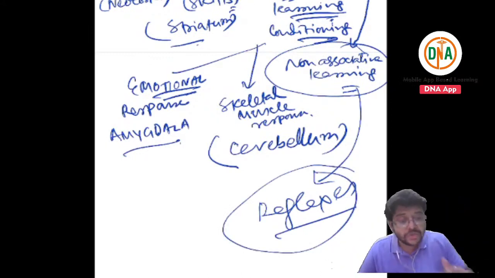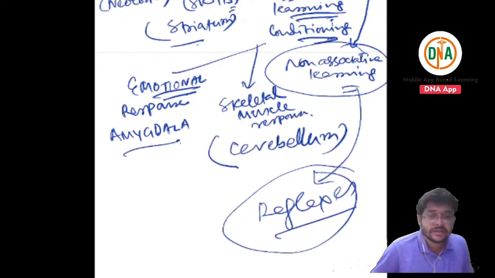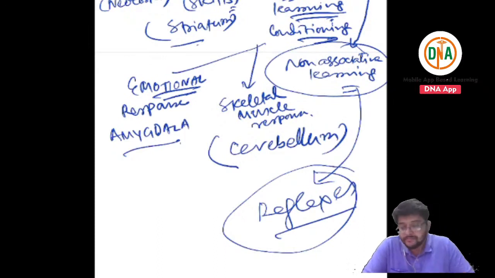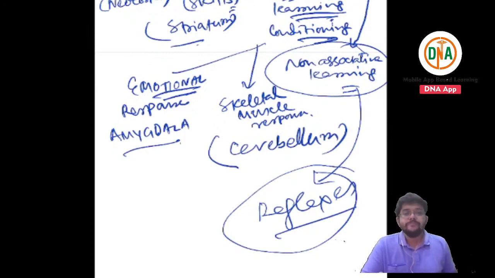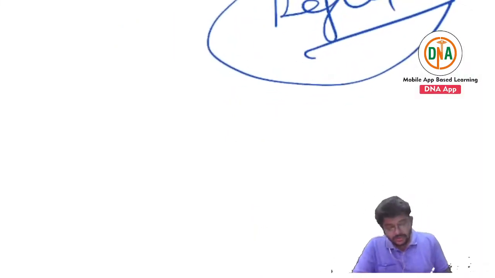So these are the parts of memory that we have discussed so far. If anyone has any question, you can send it to me regarding this. Then after this, we'll move into memory on the basis of time or duration. Okay, so we are going to memory on the basis of time or duration. There are three types of memory on the basis of duration.